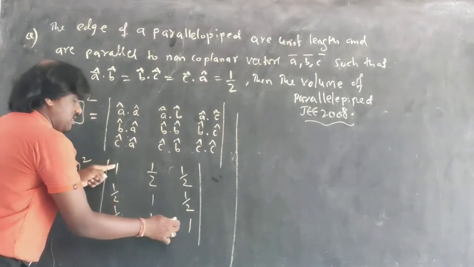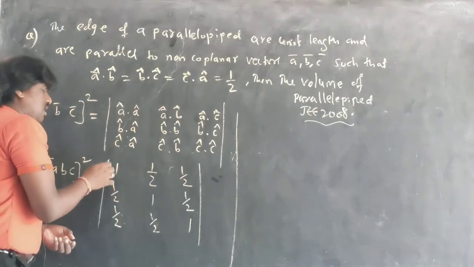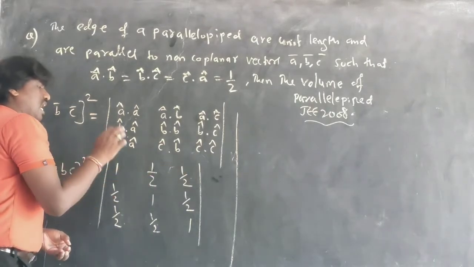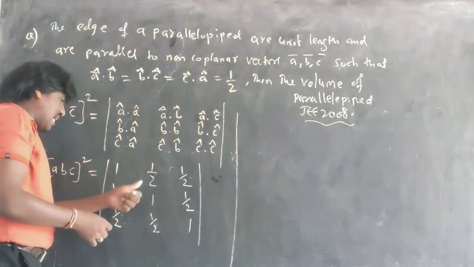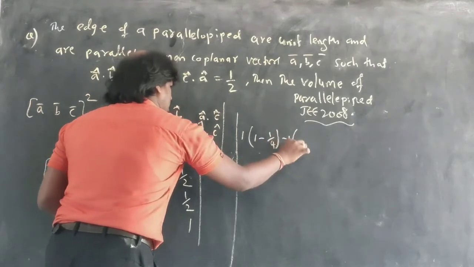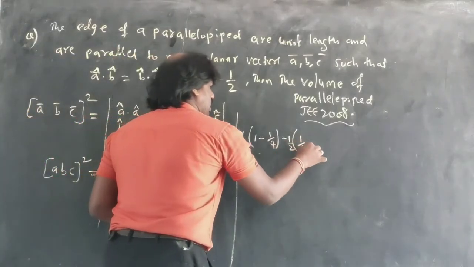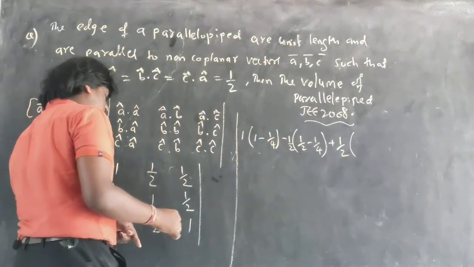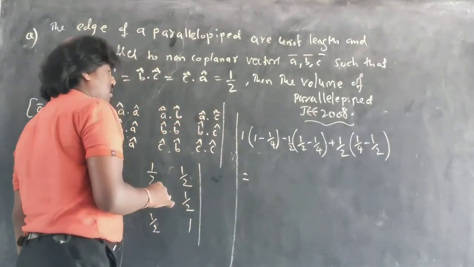So 1 into 1 minus 1 by 4, you can open like this, or you can use the property R1 implies R1 plus R2 plus R3. Then you get 2, 2, 2 on the top, and you can subtract. Otherwise, directly open the determinant here: 1 into (1 minus 1 by 4), minus half into (half minus 1 by 4), plus half into (1 by 4 minus half).